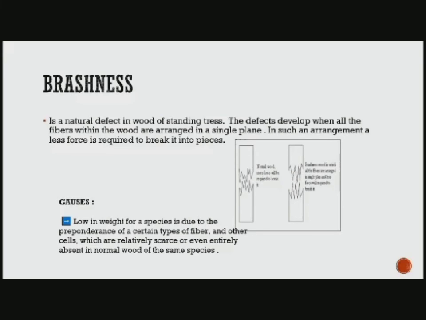So here are the causes of brashness. Low weight for a species is due to the preponderance of certain types of fiber and other cells which are relatively scarce or even entirely absent in normal wood of the same species.